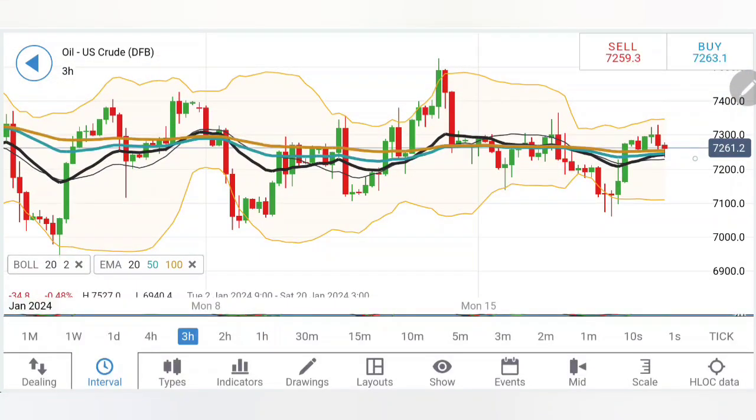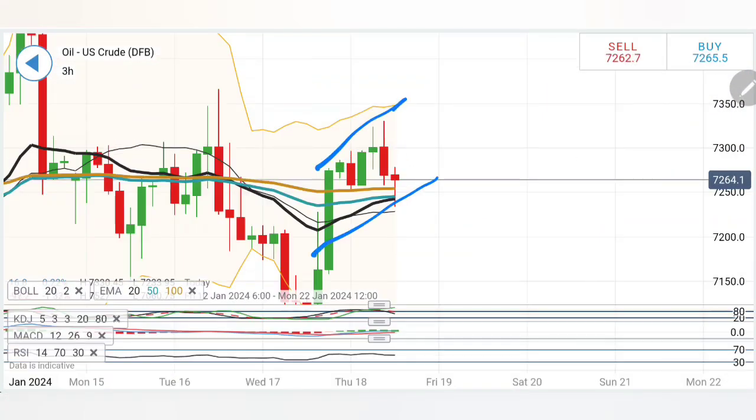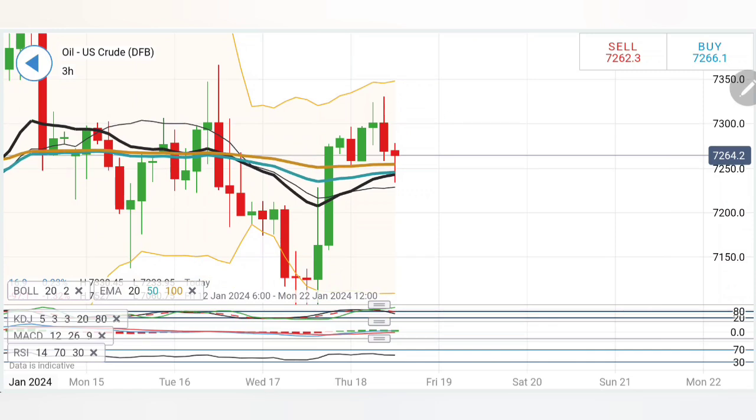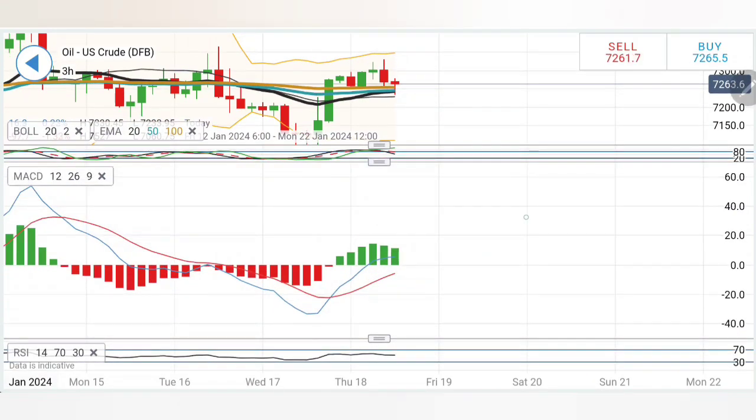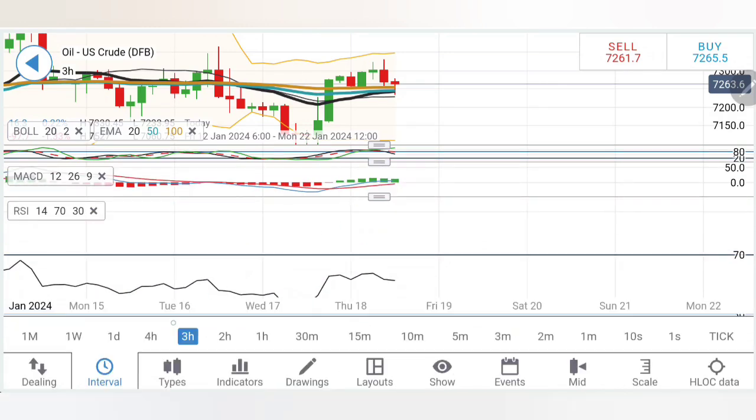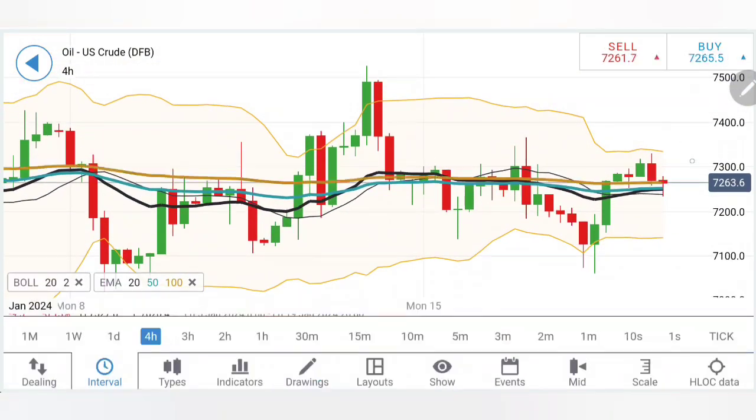Similar is the observation here on the 3-hour charts as well. Moving average is starting to converge, not yet crossed over. Only selling entry below 72.2. But then also be very, very alert as long as 71.8, 72 levels are respected on the downside. The stochastic looking down. MACD is still in green, trying to converge a bit. RSI is almost flat. Coming to the 4-hour chart, similar observation is there on the 4-hour charts.